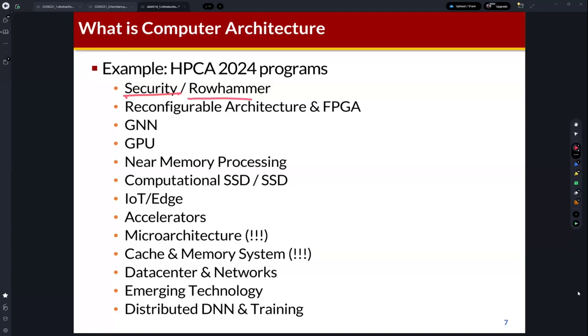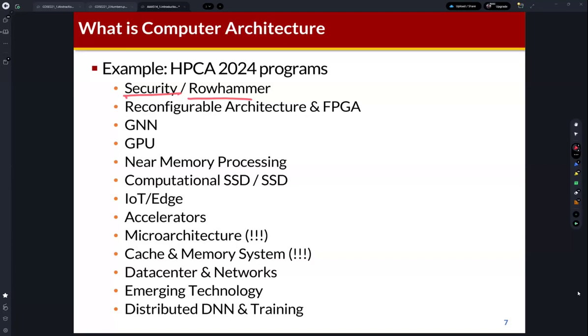Rowhammer. So Rowhammer is also the name of a session. It means that there are several papers that explore Rowhammer. What is Rowhammer? It's a kind of security issue in DRAM. So that's why I just added the Rowhammer here. And then reconfigurable architecture and FPGA. And GNN, the graph neural networks, GPU.